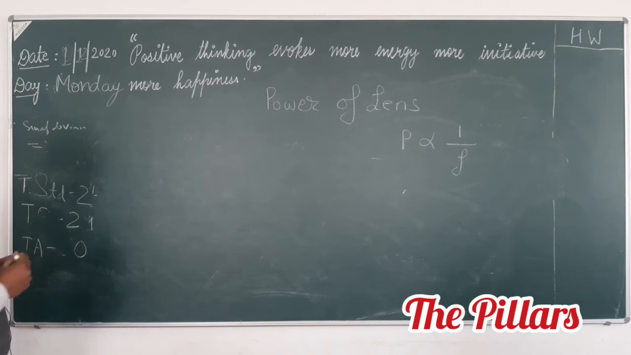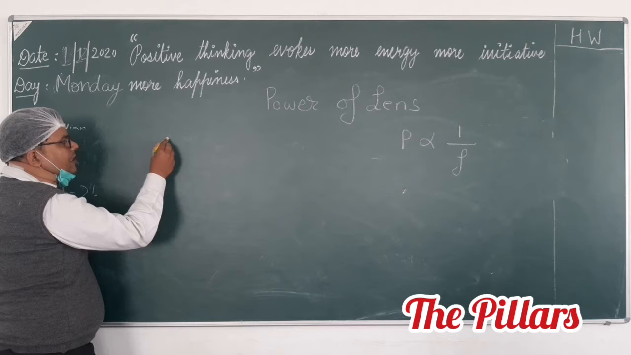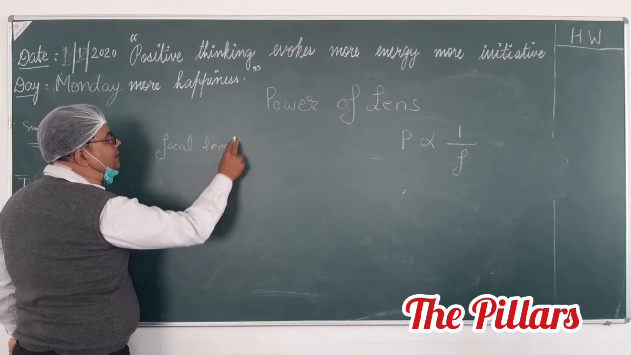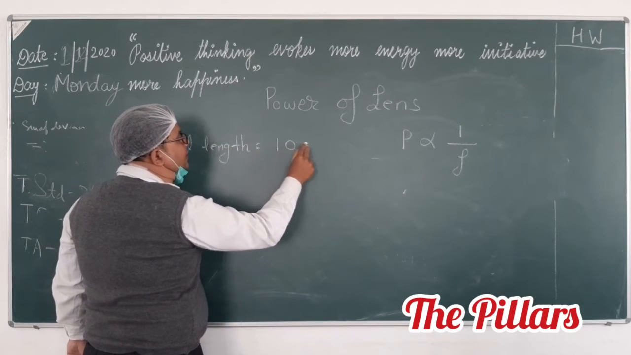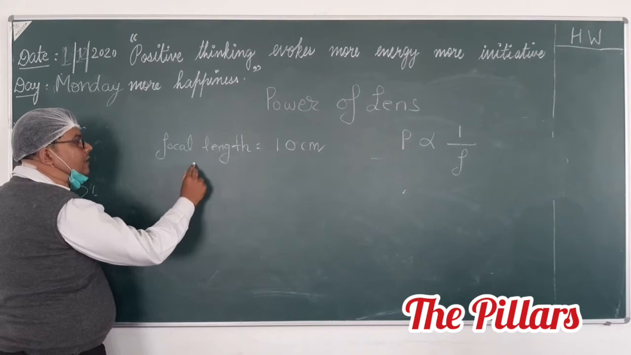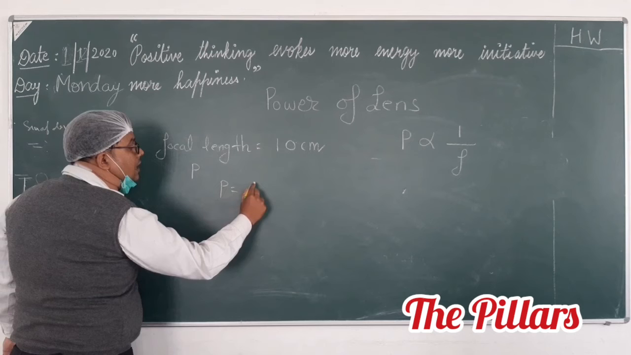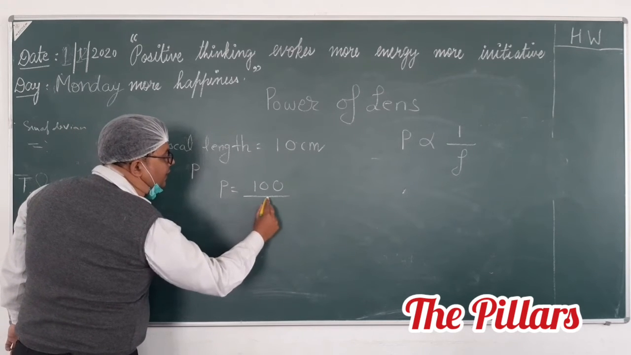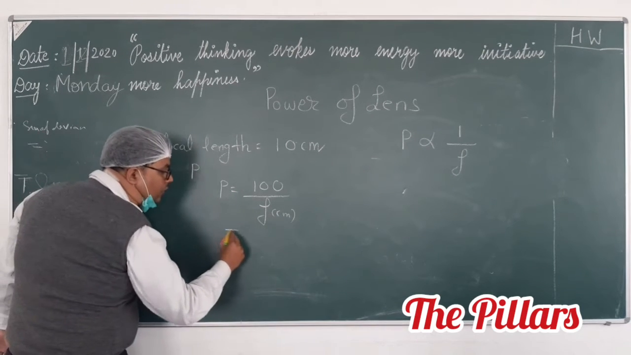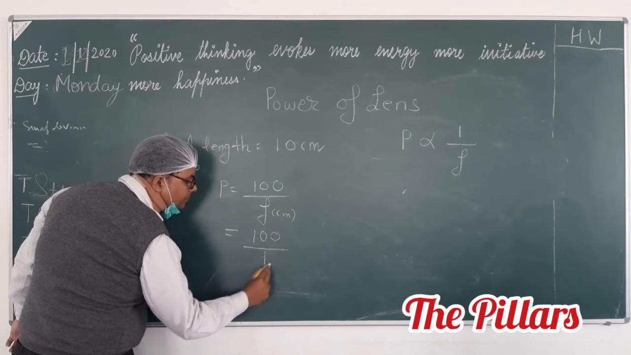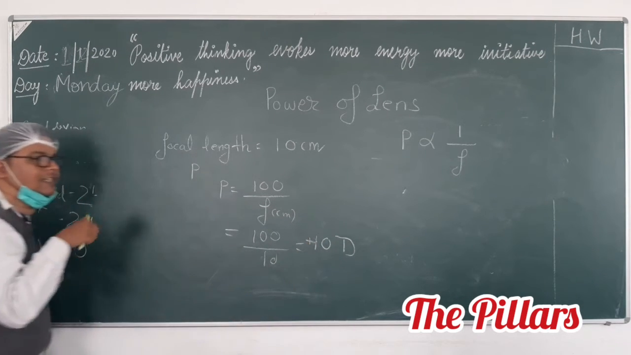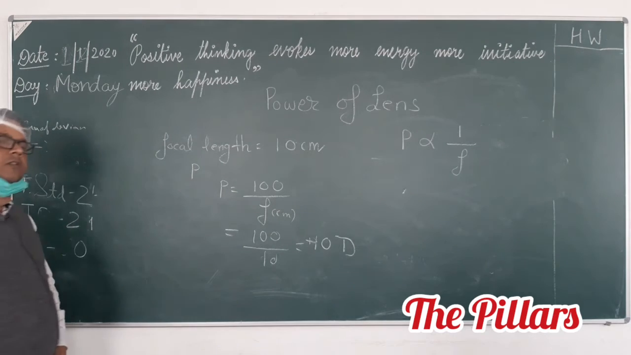See, what is the focal length of the convex lens, beta? Focal length is given as 10 centimeter. And we have to calculate the power of the lens. You know that power of a lens is 100 upon focal length in centimeter. Yes or no? This formula you know. So 100 upon 10 is 10 diopter. That will be with a plus sign because it is a convex lens. Okay. Good.